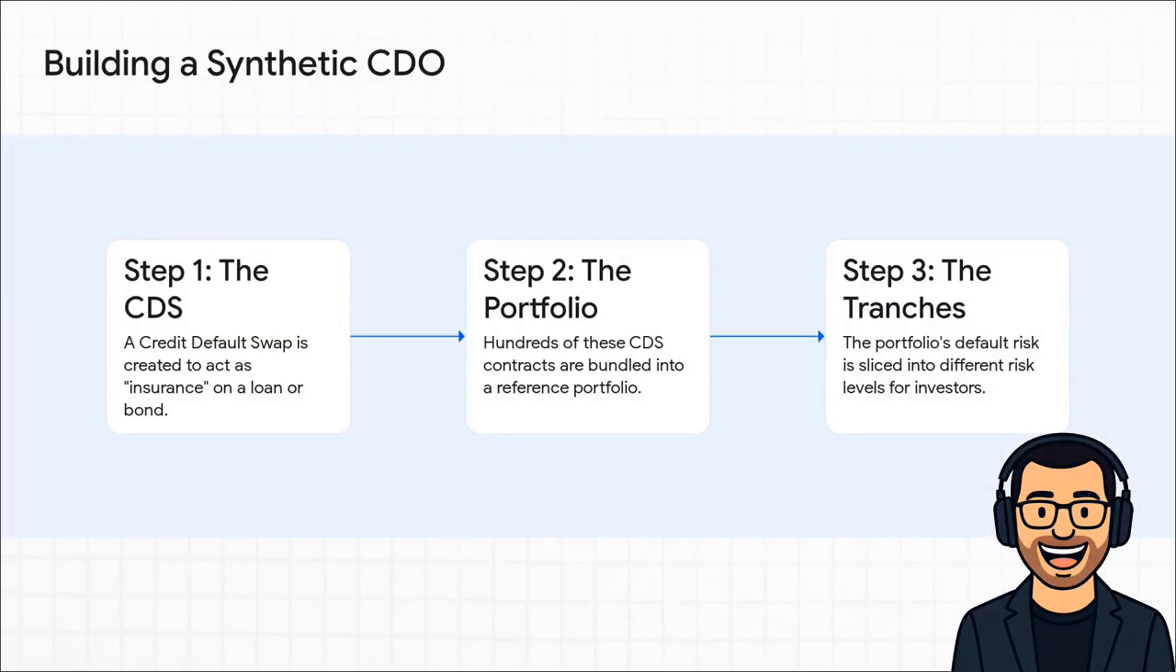Building one of these things is really a three-step process, super systematic. First, you create these little CDS insurance policies on hundreds, sometimes thousands of different loans. Step 2, you bundle them all up into one giant portfolio. And then for step 3, you slice up the combined risk of that entire portfolio into different pieces, all ready to be sold off to investors.